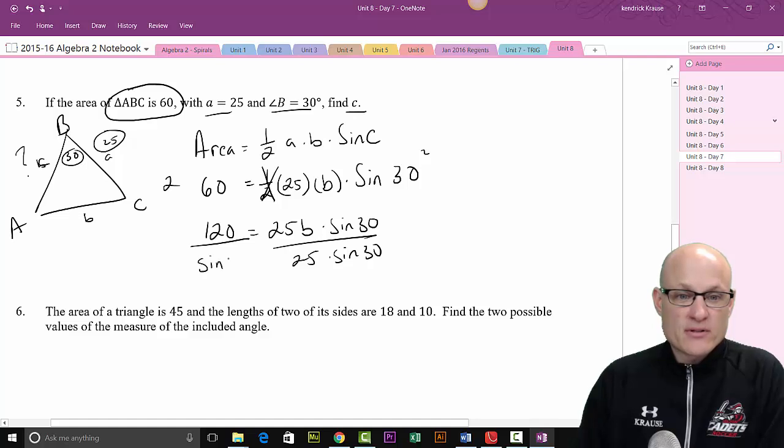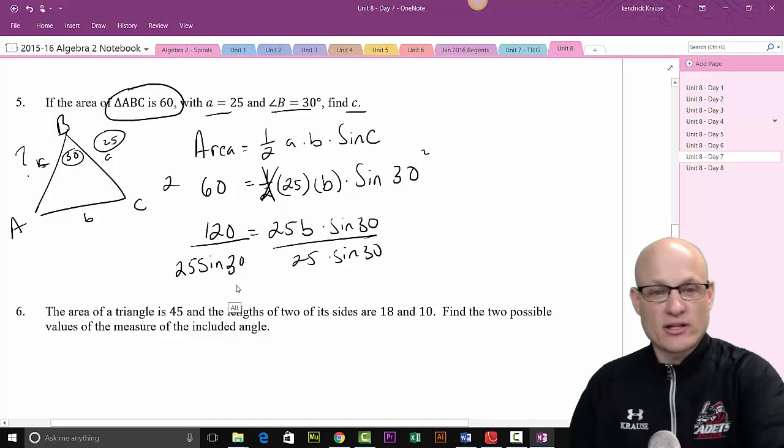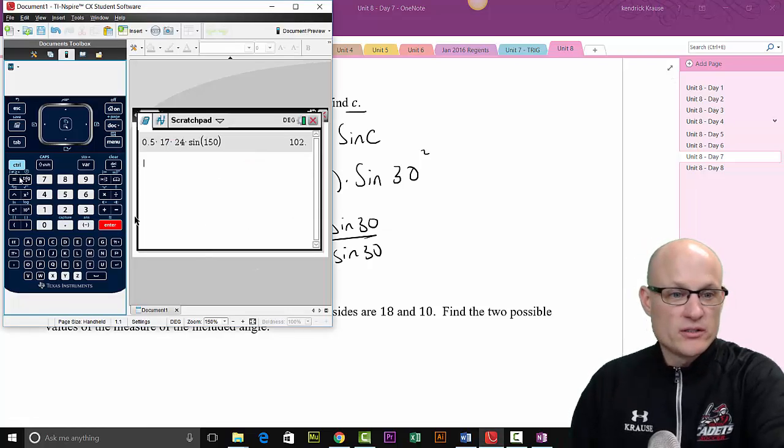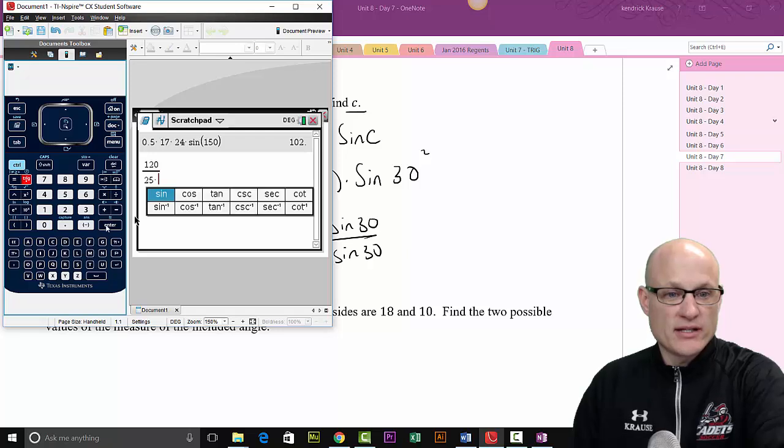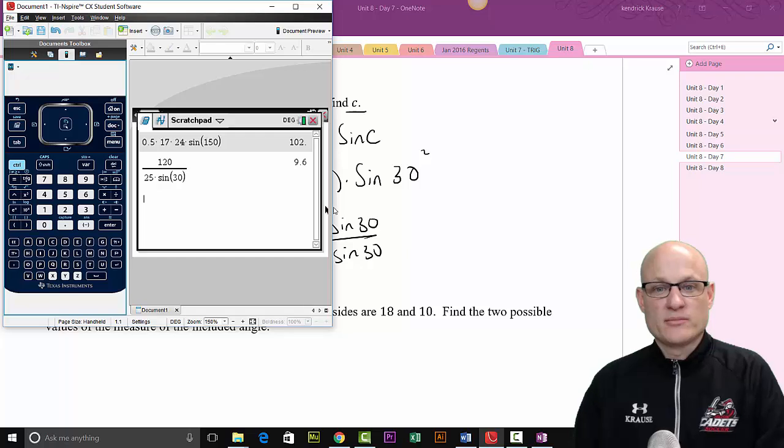Sine 30, 25 times sine 30. And I'll come over to my calculator and say, okay, what is 120 divided by 25 times the sine of 30? And you get 9.6. So in this case, the missing side C is 9.6.